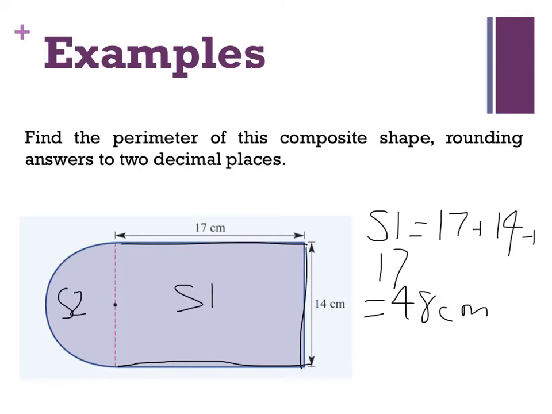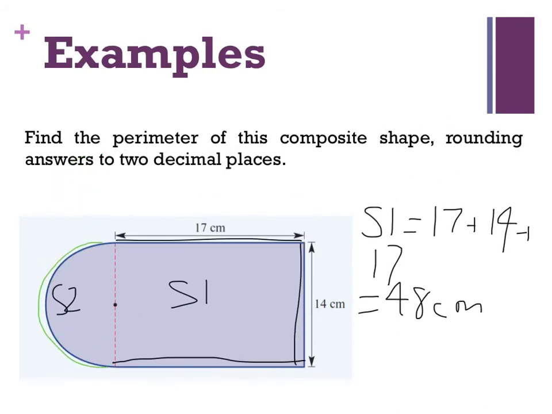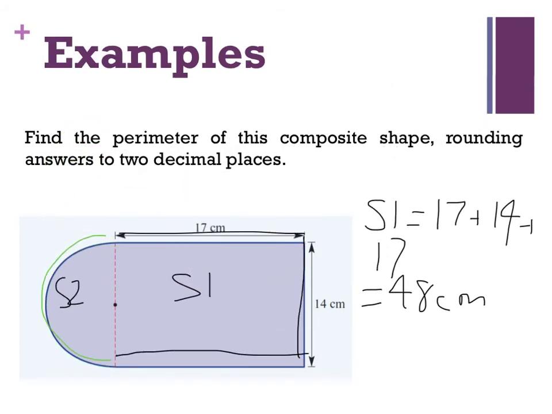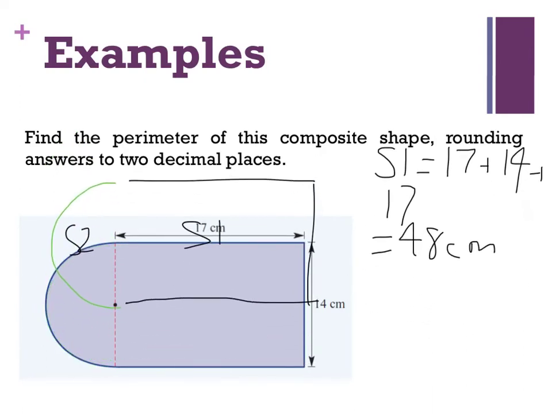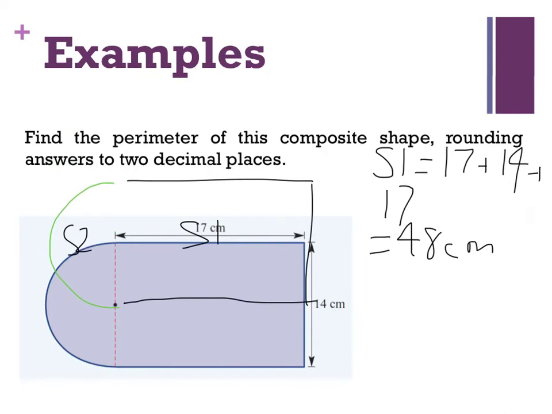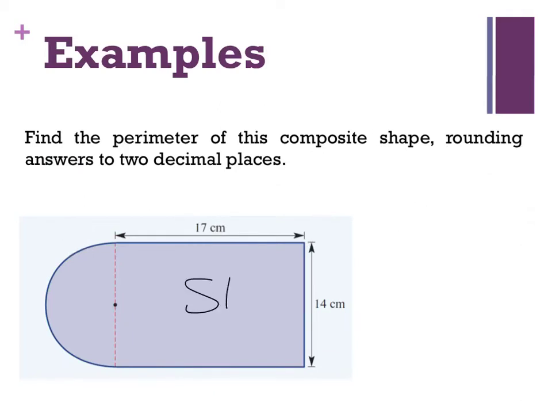Now, the perimeter of a circle is worked out with the formula 2 pi r, or pi d. I'll delete my working there and write that again. Shape 1 is 48 centimetres. I'll leave that there for the time being.